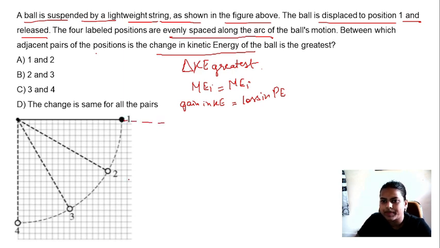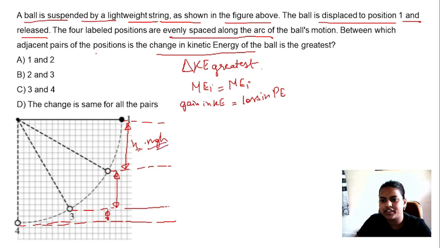So let us draw a line to measure the h change. From this case, this is the highest h change, this is lower, and this is the lowest. So in this case, the potential energy change mgh, or the loss in height, is the highest. So for the 1 and 2 pair, there would be the greatest kinetic energy gain.